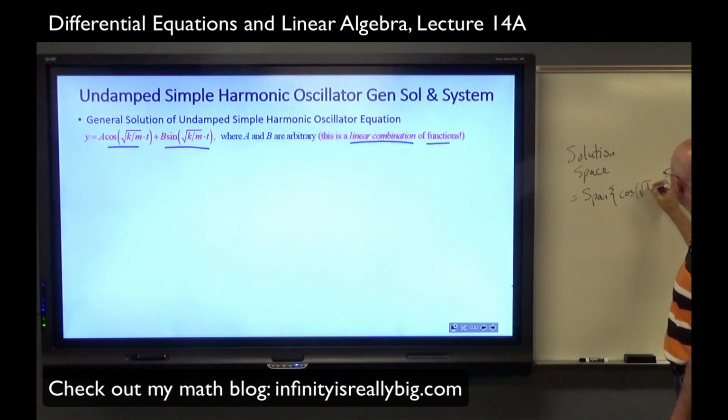Cosine square root of k over m times t, sine square root of k over m times t. I'm running out of room here. Let me put this down. Further sine of square root of k over m times t.